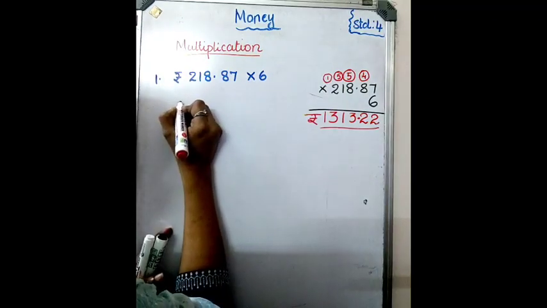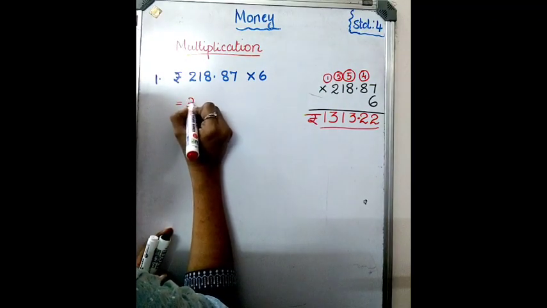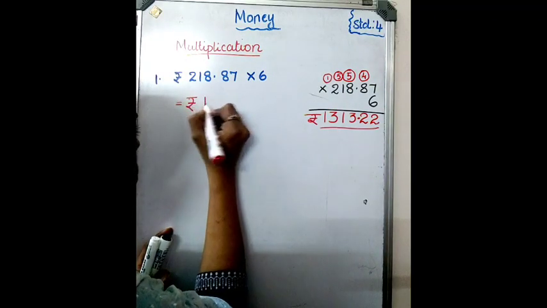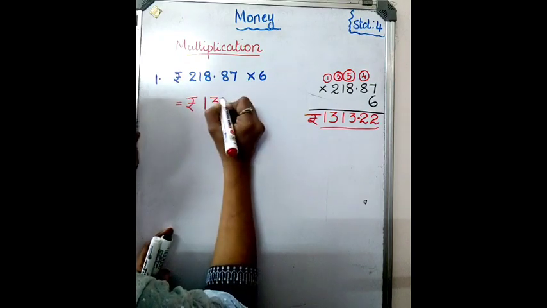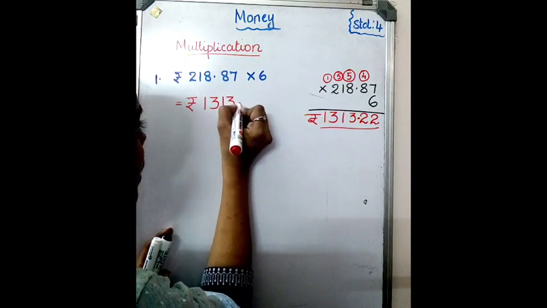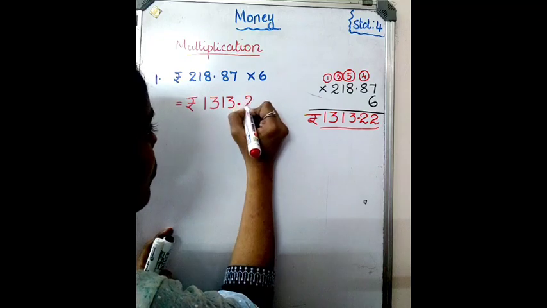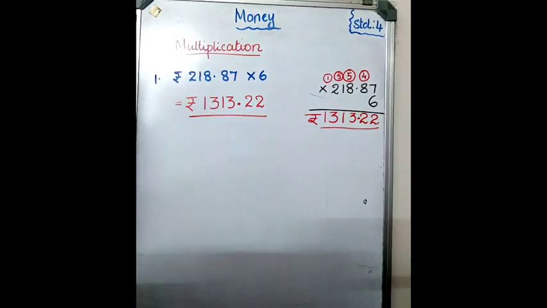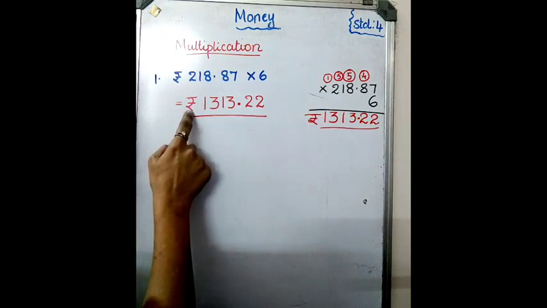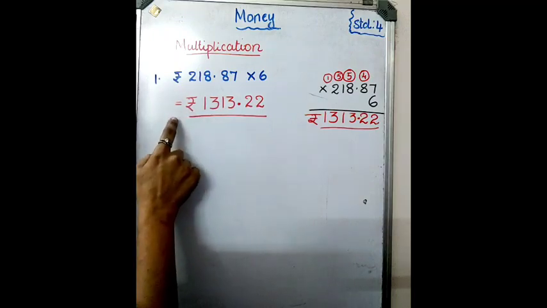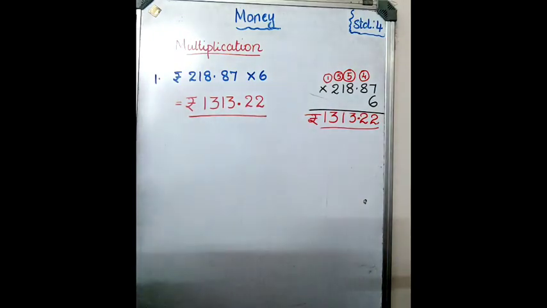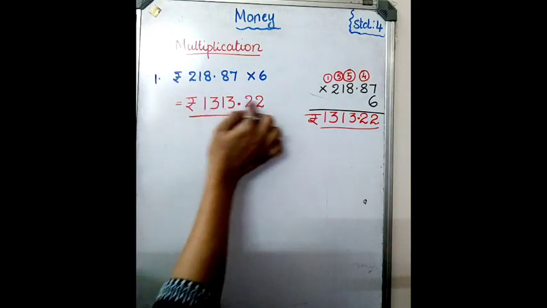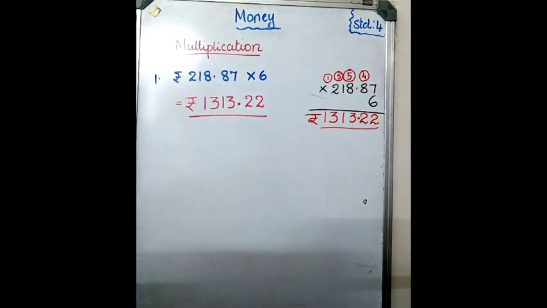So we can write here, put the rupee symbol first, 1313 rupee 22 paise. After writing the rupee symbol, we need not put the P here. We read this as rupee and paise. Shall we go to the next question?